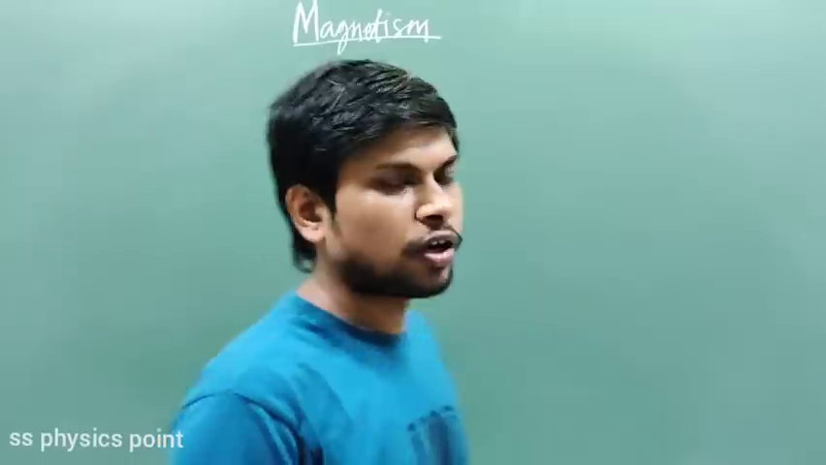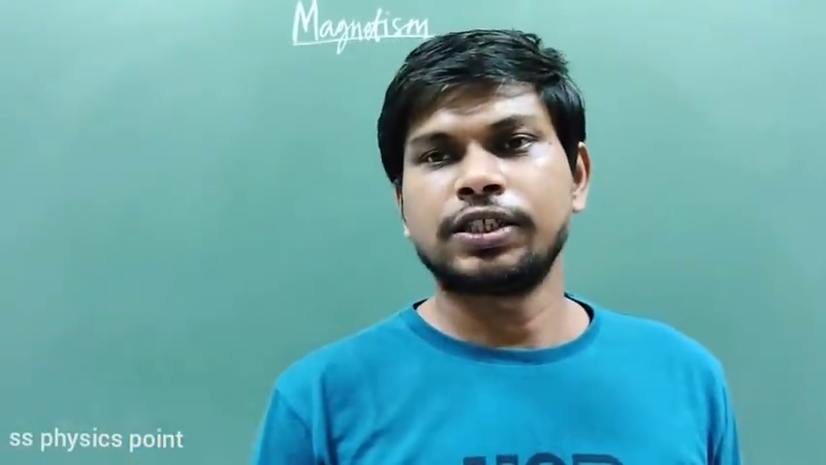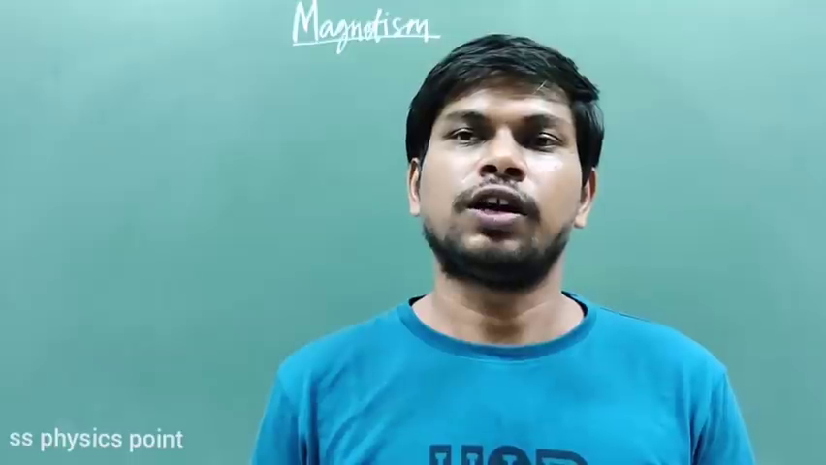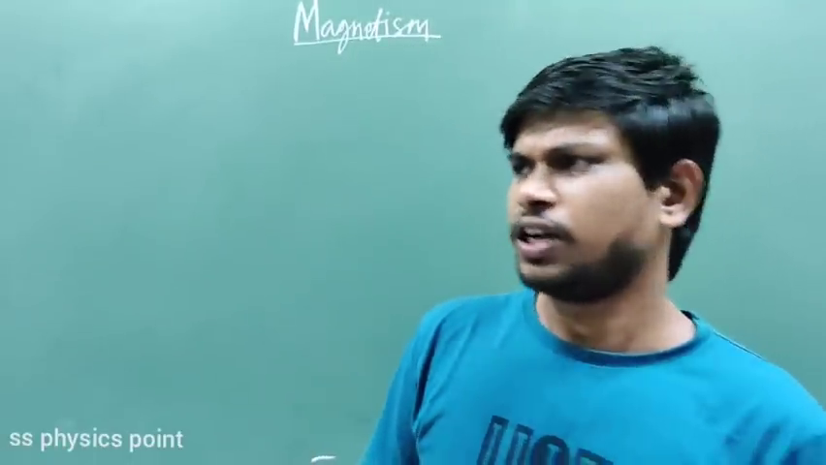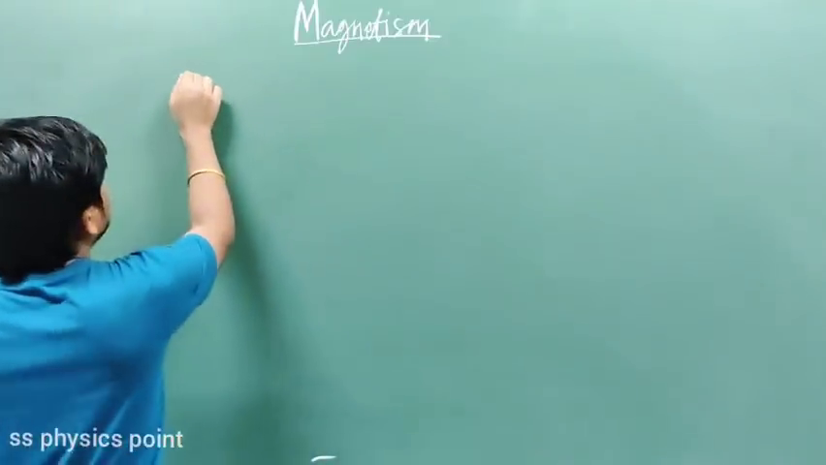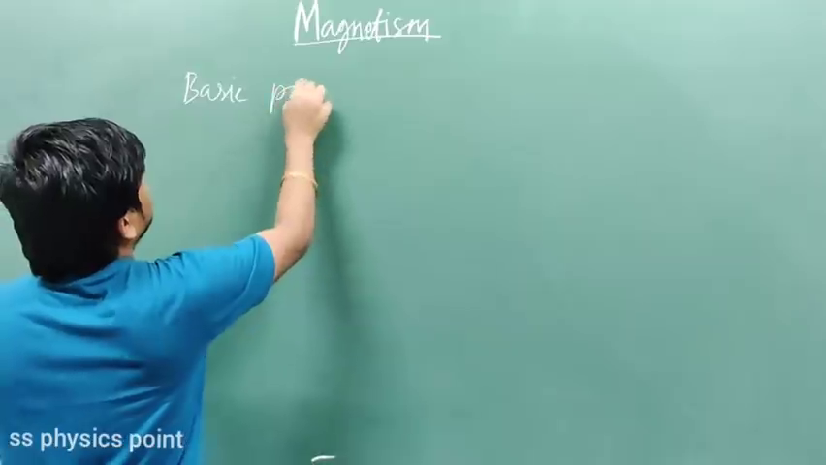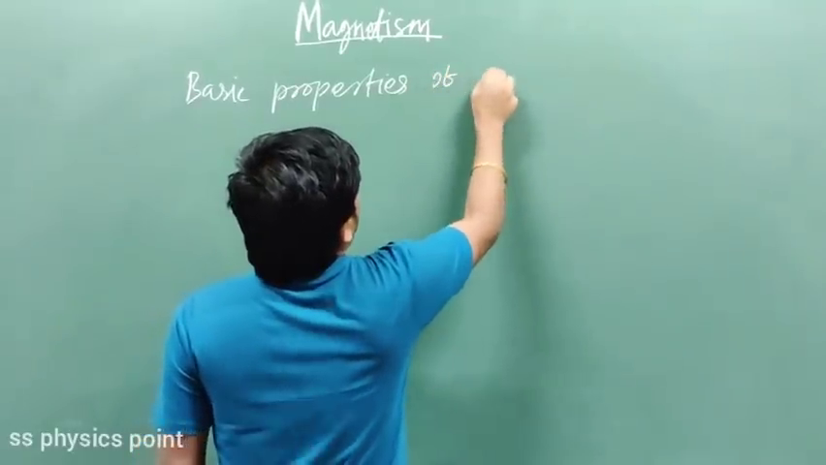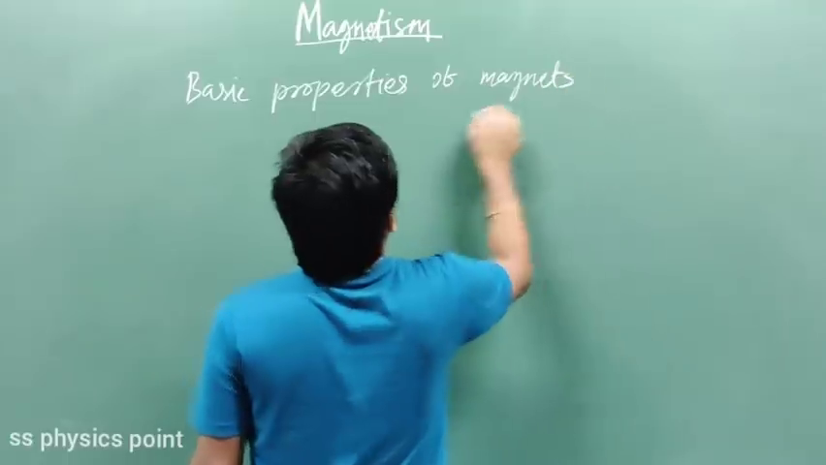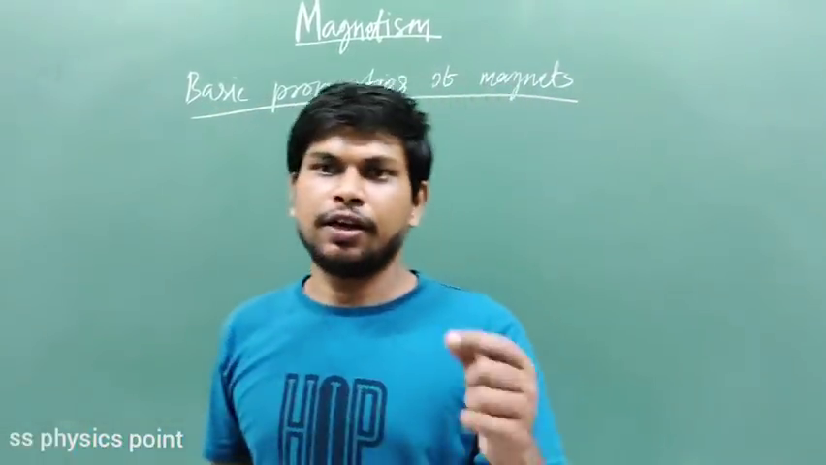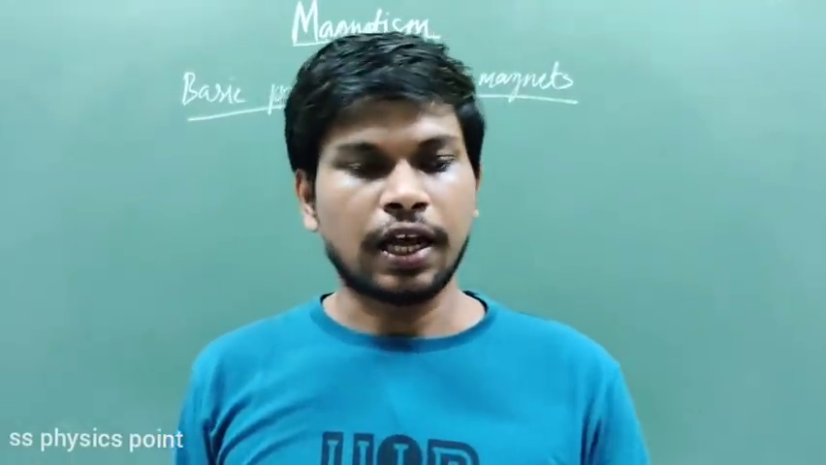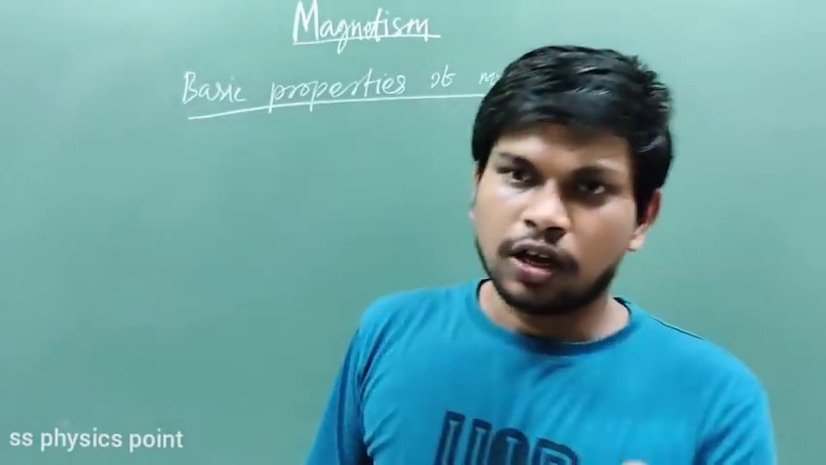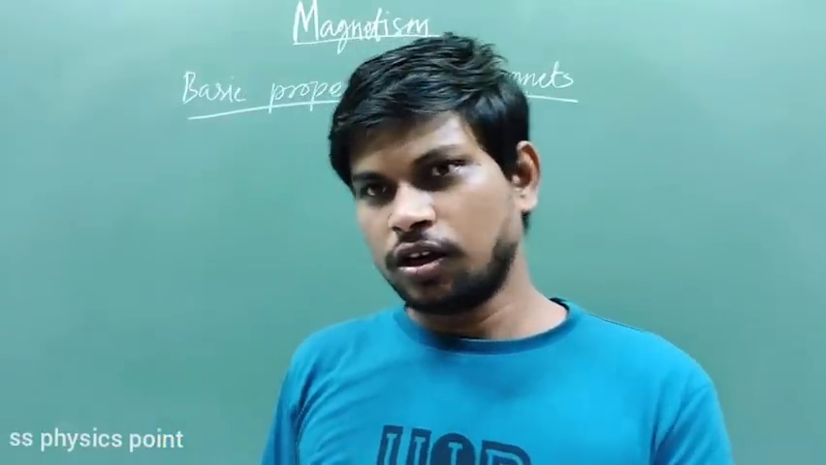In this chapter we'll learn about magnets. हम किसके बारे में पढ़ेंगे? Magnets के बारे में पढ़ेंगे. How the magnetic materials are prepared and what is the nature of different magnetic materials. Let's start. Write some basic properties of magnets. You have seen that a magnet is a material which attracts certain materials like iron, cobalt, nickel. तो एक मटेरियल है किसको अट्रैक्ट करता है? आयरन, कोबाल्ट, निकल. So we'll learn about that.